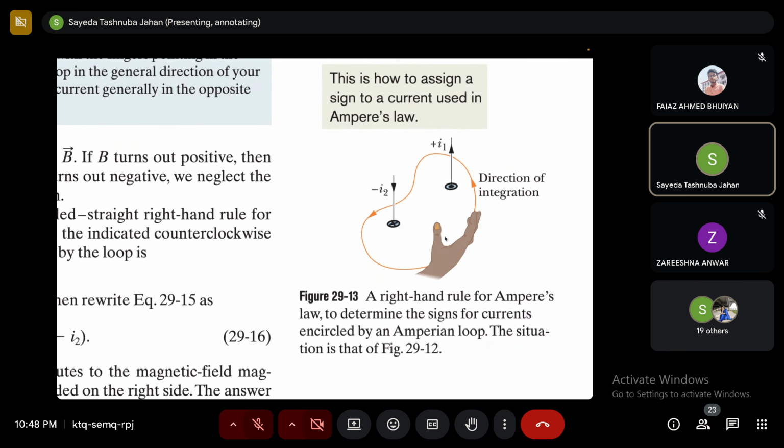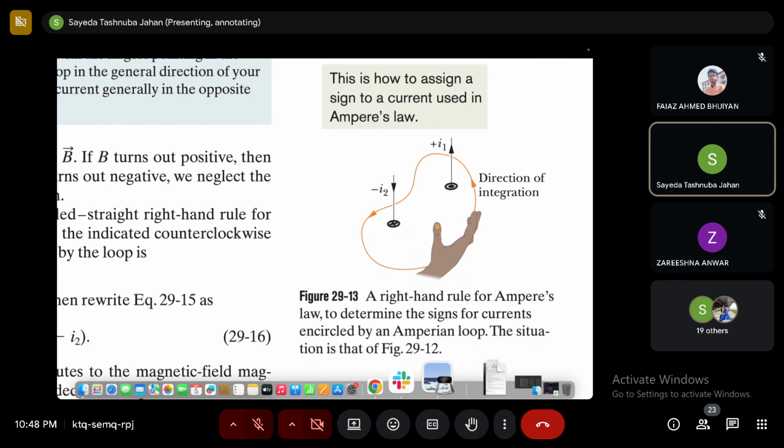So what you have to do is you just have to place your hand like this, right? যে direction of integration আছে সেই direction of integration এর দ্বারা you place your fingers in that, and you see যেই দিকে তোমার থাম্ব ডিরেক্ট করবে সেই ডিরেকশনটা আমি পজিটিভ ধরবো and উল্টা ডিরেকশনটা আমি নেগেটিভ ধরবো। So as you can see I1 is upwards, which is in the direction of my thumb if I place my hand like this. So in that case I1 is positive and I2 is negative. So I hope that is clear.